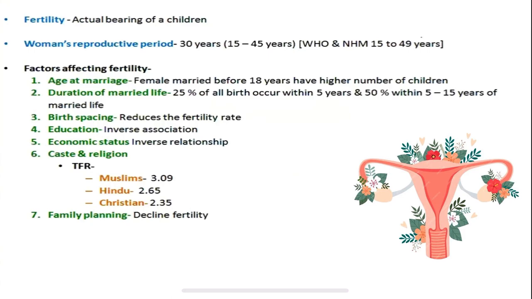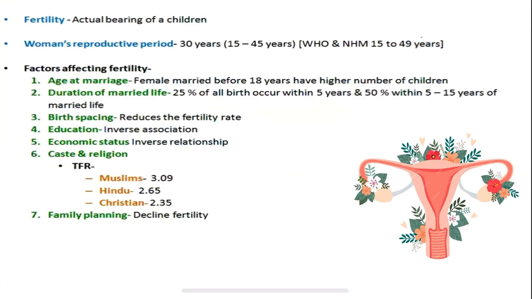Moving on to birth spacing, that is the spacing of the children. Studies have shown that when births are postponed by 1 year in each age group, there will be a decline in the total fertility. If birth spacing is done, it will reduce the fertility rate. If you postpone the births by 1 year in each of your fertility age groups, then there will be a decline in fertility.